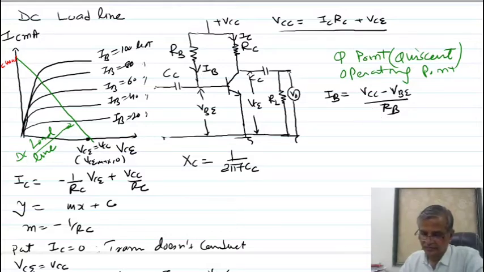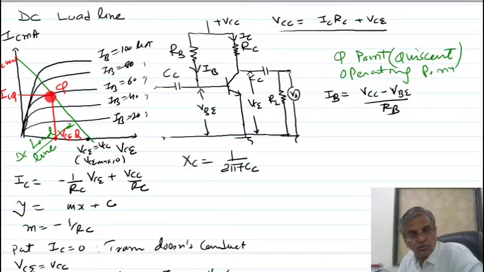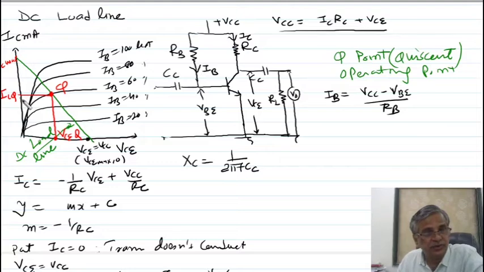Suppose your intersection point is this. Then this point is called the Q point or operating point, which specifies the DC value of the collector current and the DC value of the collector emitter voltage when the AC input signal is not given. Listen to the words: when the AC input is not given, these points specify the values for this base current.